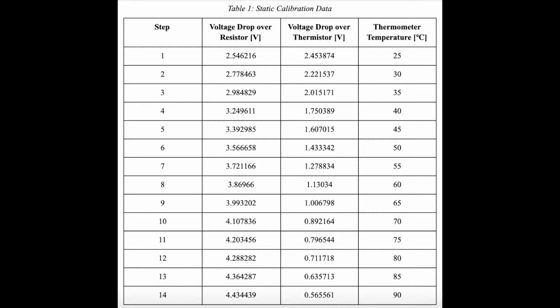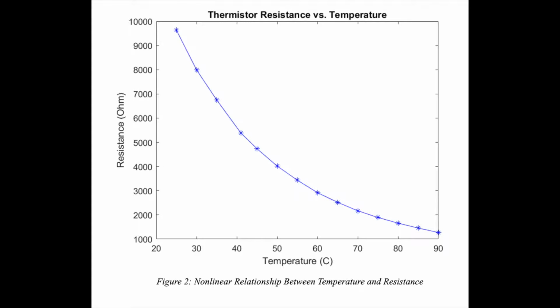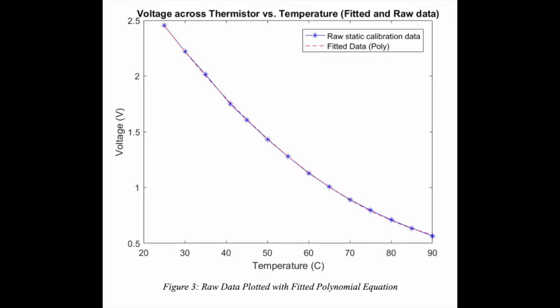For the results of the static calibration, we see that the change in resistance varies with temperature. This goes to solidify our knowledge that the thermistor has a nonlinear relationship between resistance and temperature. The data is then plotted for resistance versus temperature and voltage versus temperature to display nonlinear curves. By using a polynomial fit of degree 2 on the data for voltage versus temperature, the data is able to be fitted and uncertainties can be found.